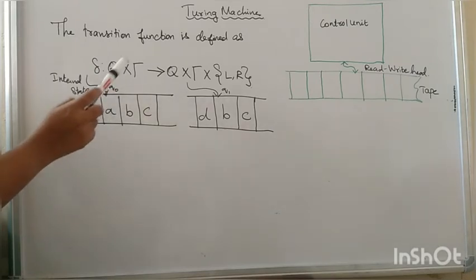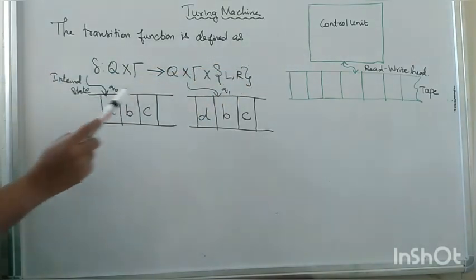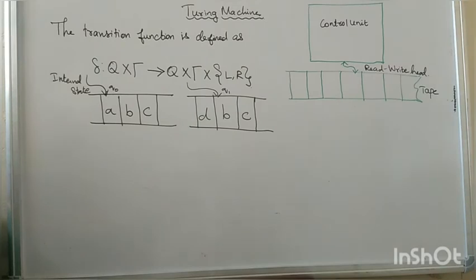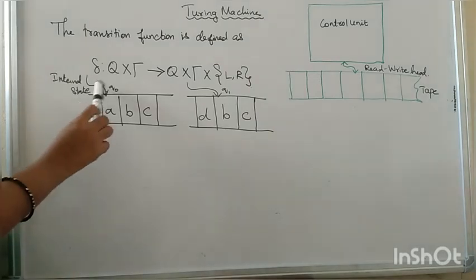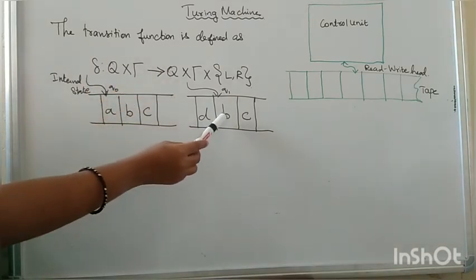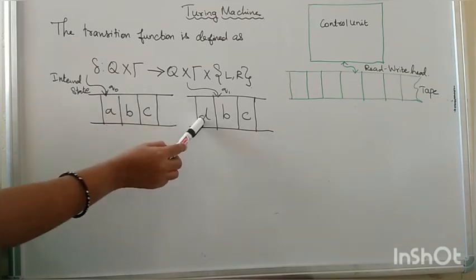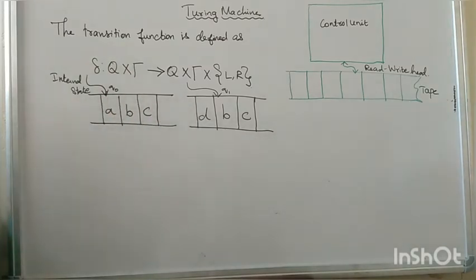By that time, the control unit of the machine is in the state Q0. So now your machine is in the state Q0, and by that time it is pointing to the tape symbol A. After the transition, what's happening here is your read write head is moved towards right, and this A is replaced by the symbol D.